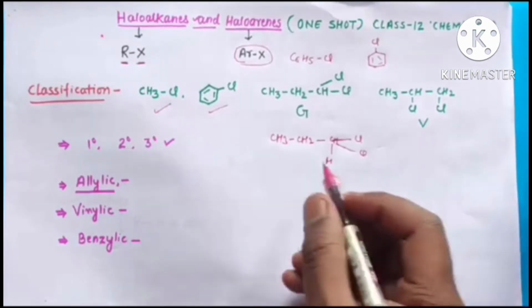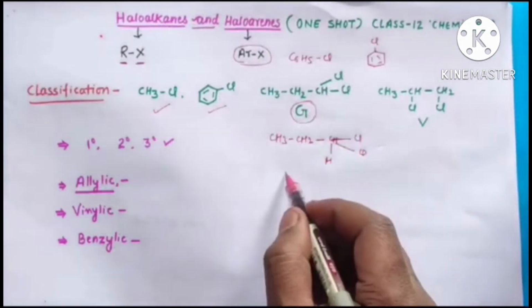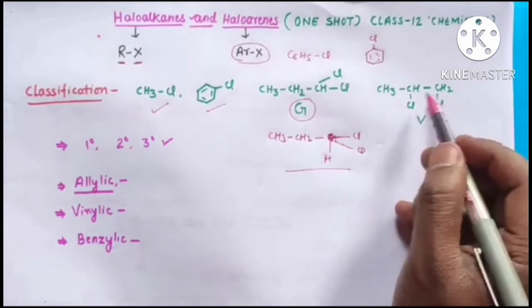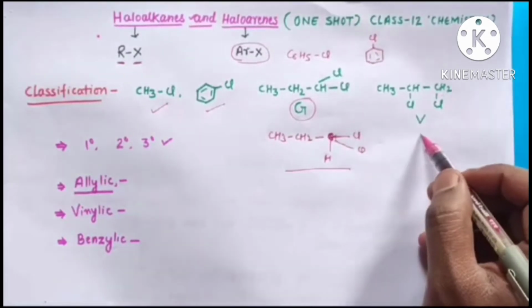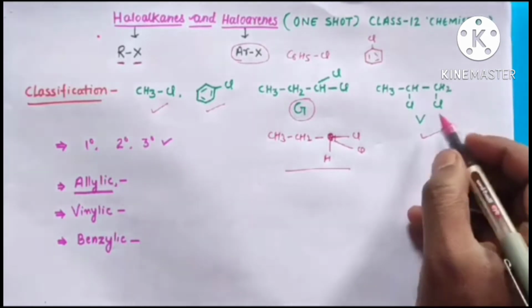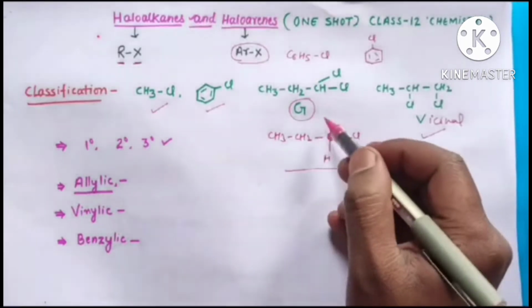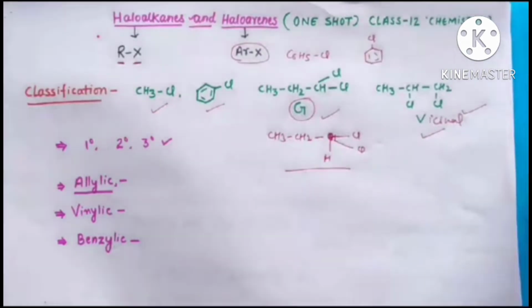This is known as geminal, if both the halogens are attached to the same carbon. If the halogens are at adjacent carbons, this is known as vicinal. This is known as vicinal. Geminal and vicinal are most important, commonly used in the reactions.